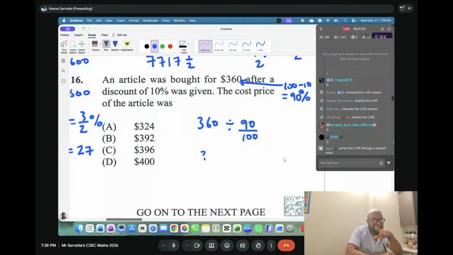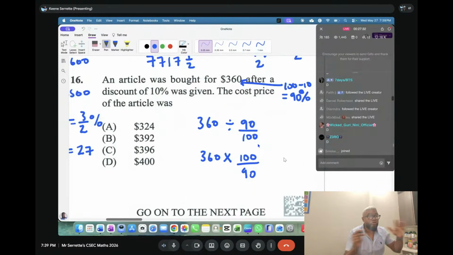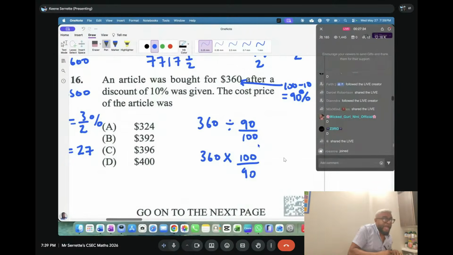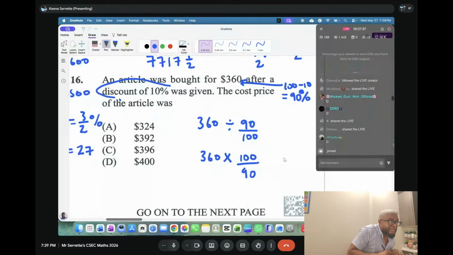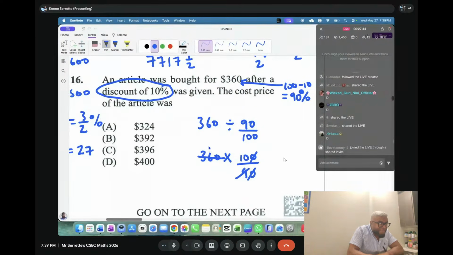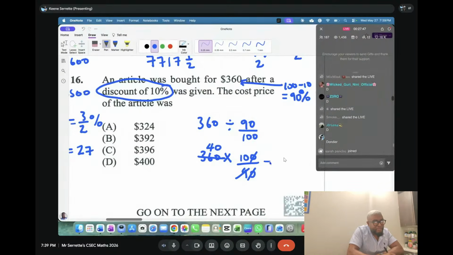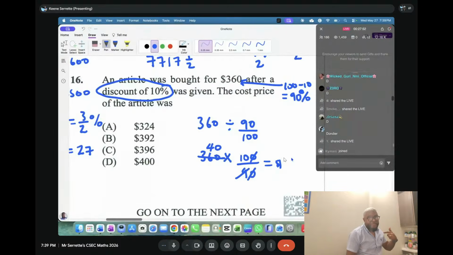When you are dividing, what do you do? You have to flip it and multiply. For those who don't know why I get the 90%, I'm saying again, I minus this discount of 10% to get 90%, right? So what are we doing here? Cross out this. 9 into 360 will be 40. And 40 multiplied by 100, my cost price or my price before the discount would be 400.